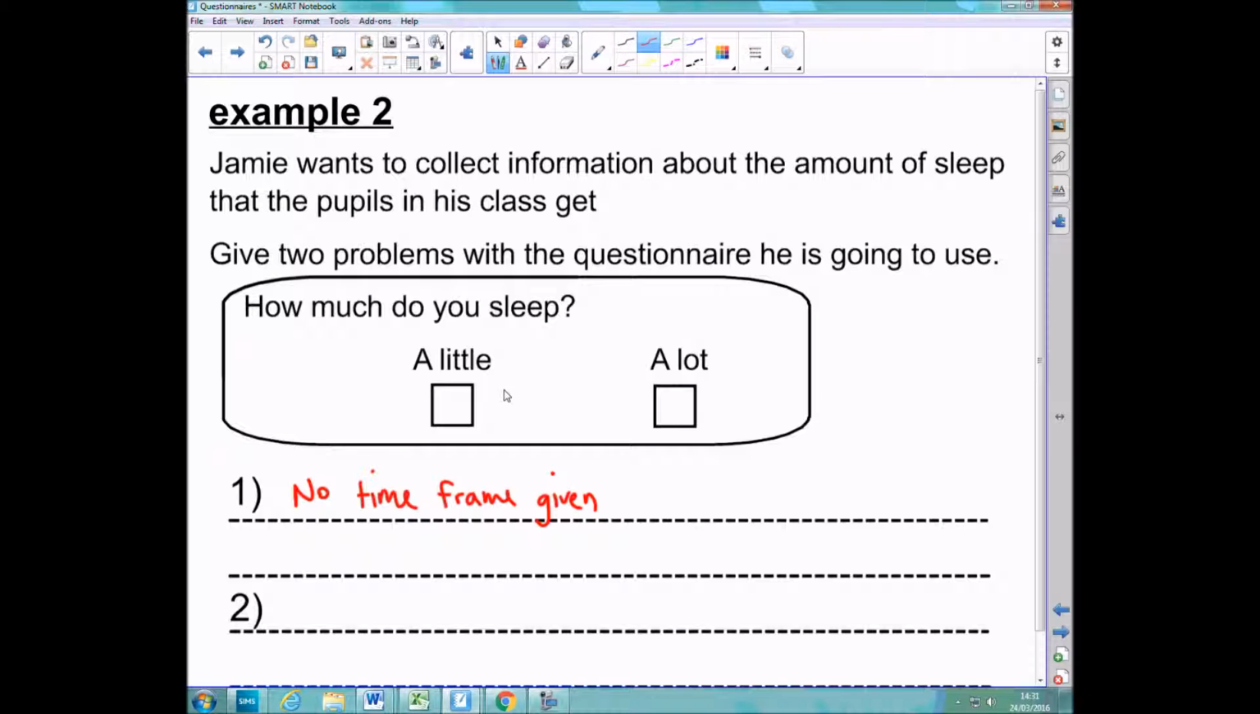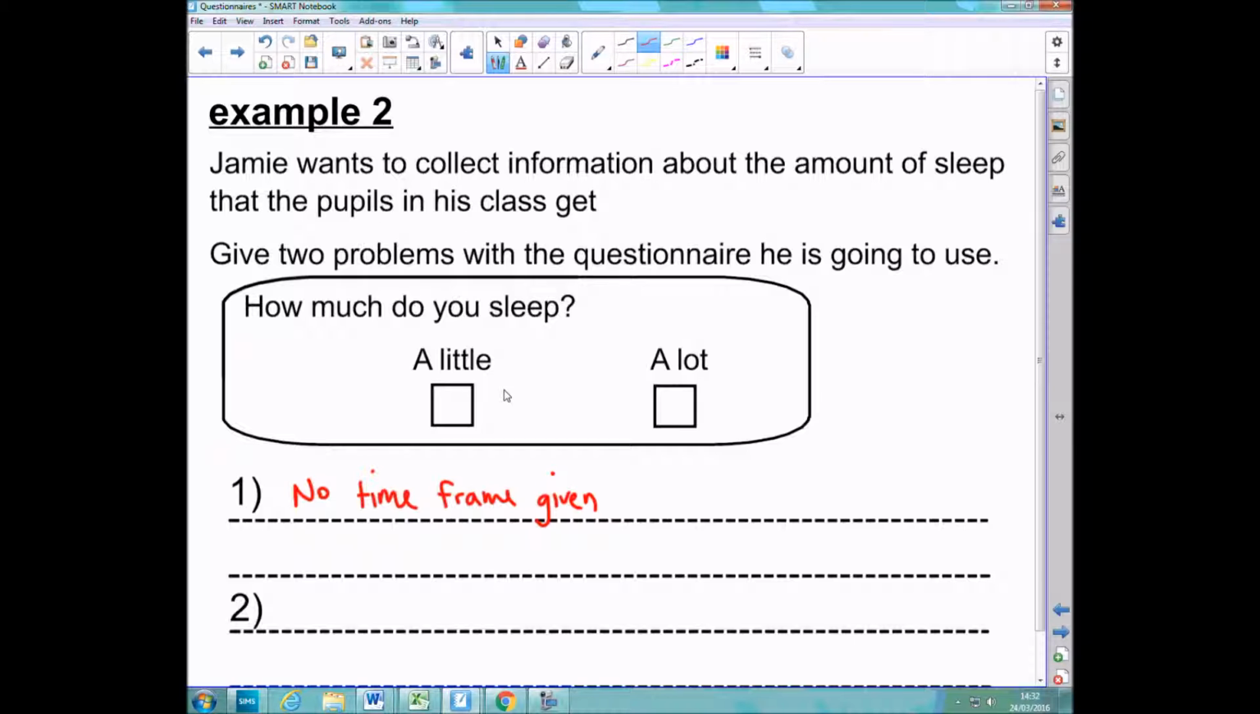So how much do you sleep a night? How much do you sleep a week? How much do you sleep a year? Are all going to give you different answers, and people are going to interpret that question differently depending who they are. So really what he needed to do here was write, how much do you sleep a night?